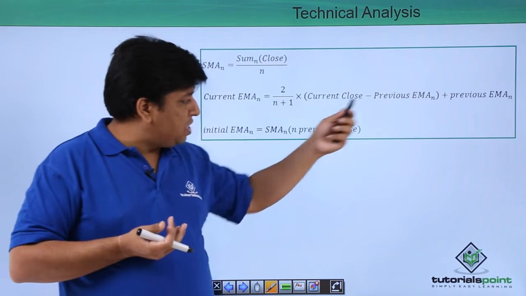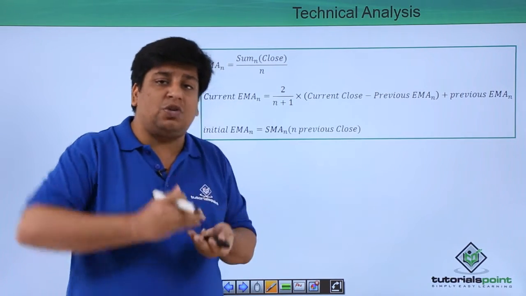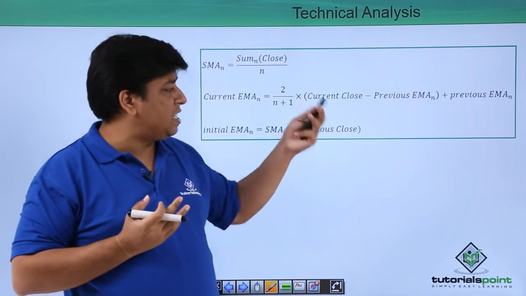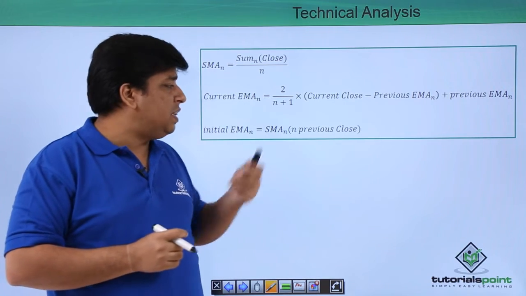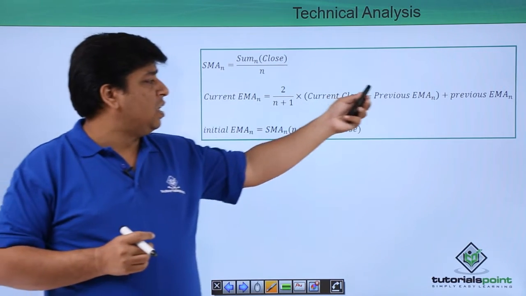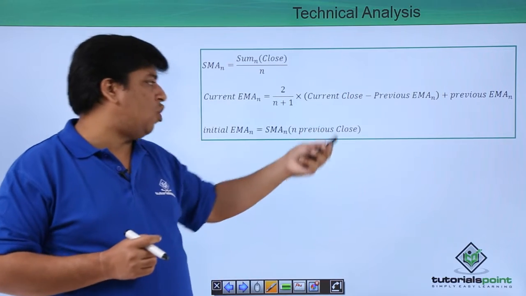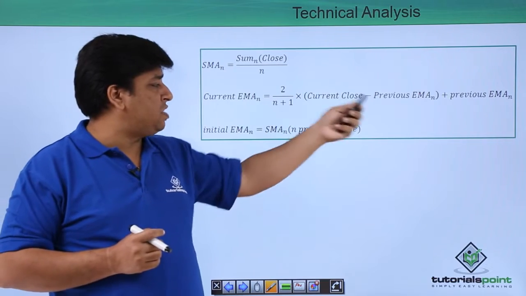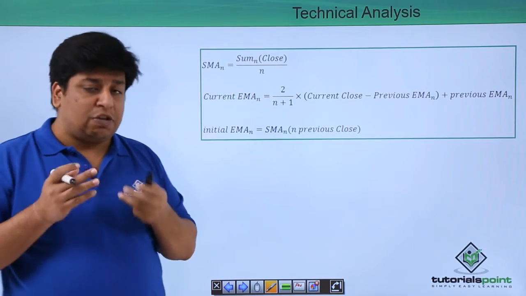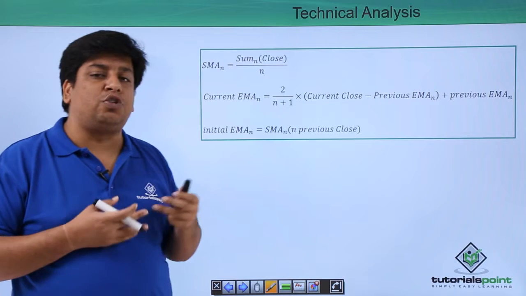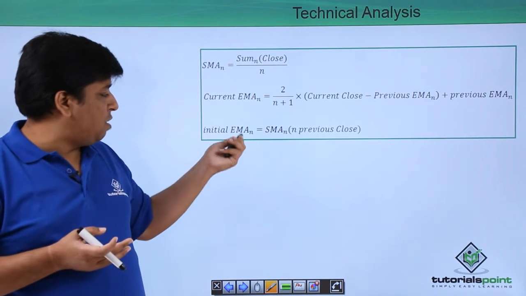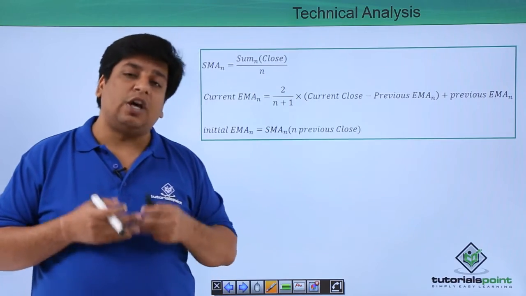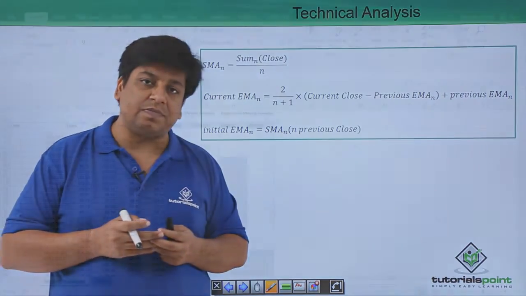Now, what should be the basis of the first EMA, because you don't have any EMA previous to that, so you take SMA as the basis. The SMA becomes the initial EMA, and then you calculate your next EMA on the basis of the current SMA or previous SMA, and then for subsequent EMAs you can take the previous EMA and use it in the formula. It will become clearer to you when we do it in Excel. Now, initial EMA, as I told you, is the simple moving average for the previous close. Now let's go ahead and see the next indicator.